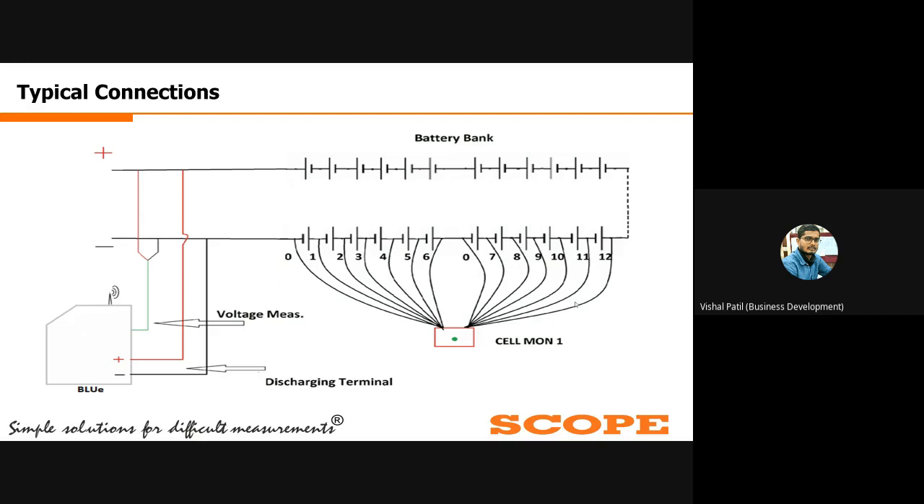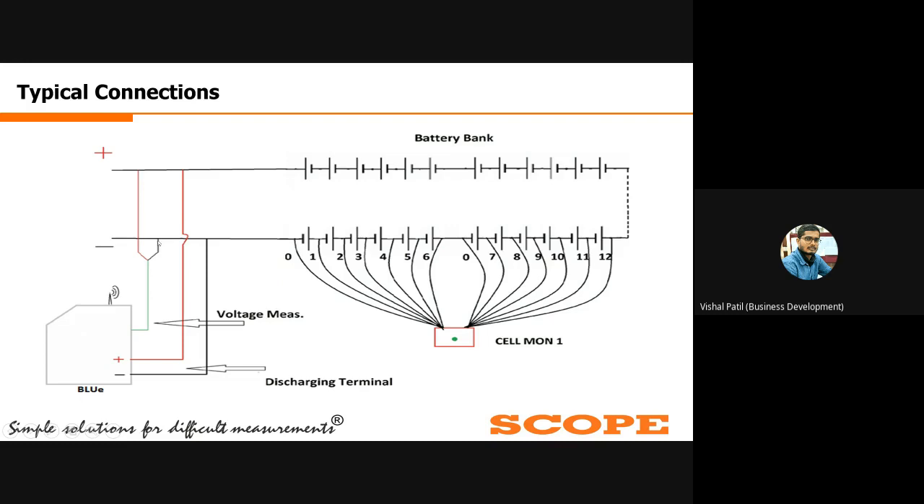Now here you can see the connections of the battery loading unit are very simple. Connect the positive load terminal of the battery loading unit to the positive terminal of the battery bank, and the negative load terminal of the BU to the negative terminal of the battery bank. And there is one voltage measurement cable you need to connect between the positive and negative terminals.